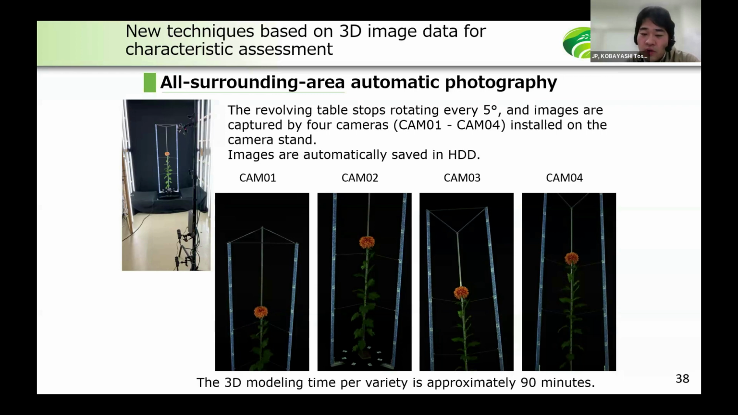In the actual DUS test, 10 samples are assessed. But for this 3D modeling, one individual of each variety was used. Each variety takes about 7 to 10 minutes to take enough photos, and a total of 90 minutes to create a 3D model on a computer per variety. Okay, next.